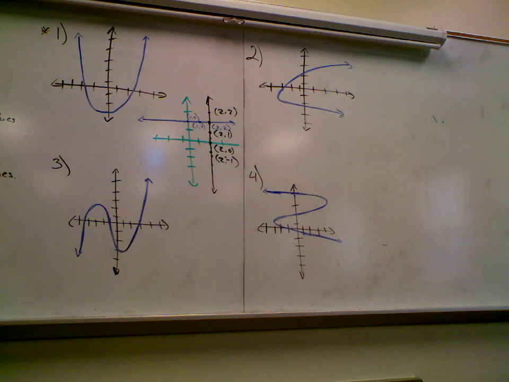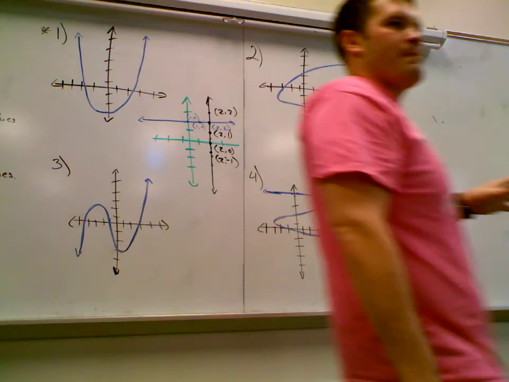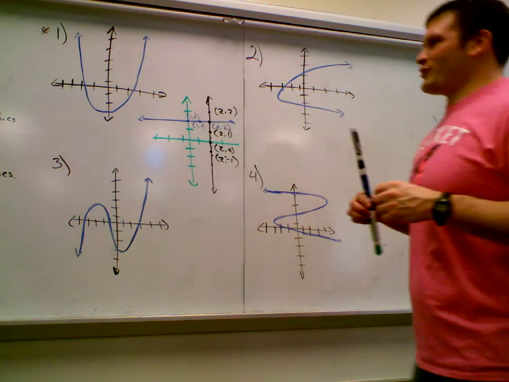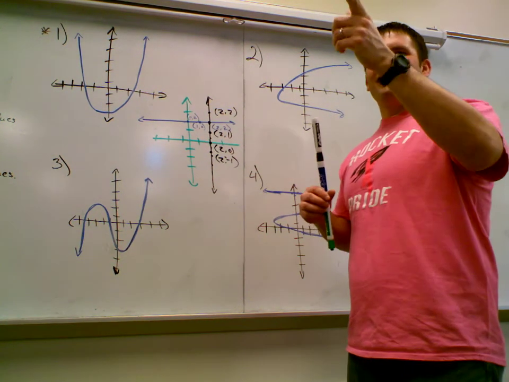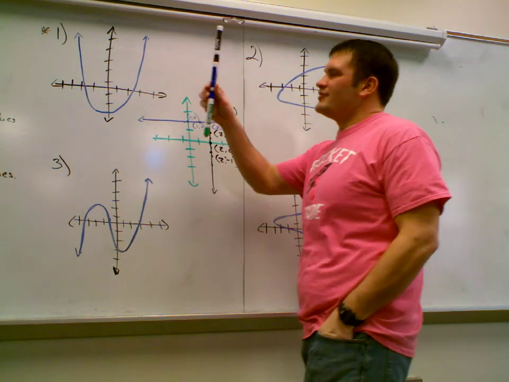So, how could I use a vertical line to see which one's a function? Does anybody know? You already know the vertical line test, or are you just reading off the paper? It doesn't say it on there, so how do I do it, China? If it repeats. A little louder now.